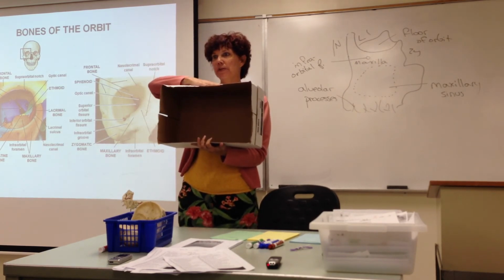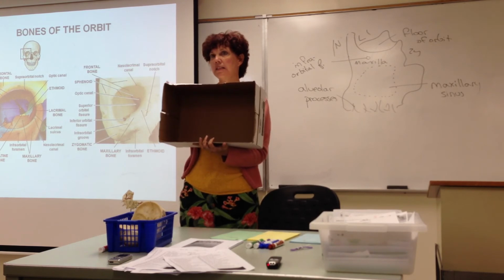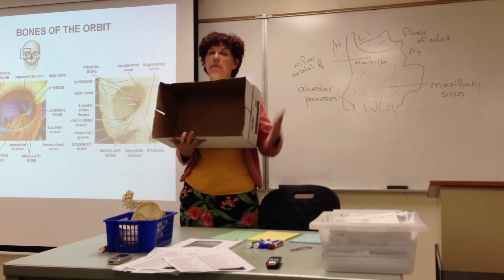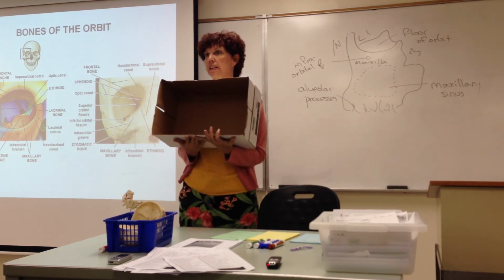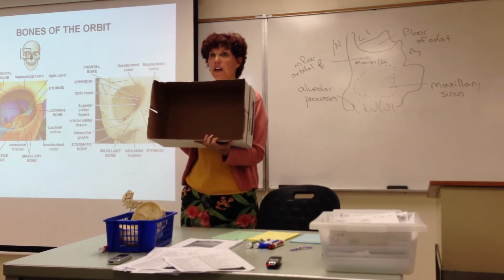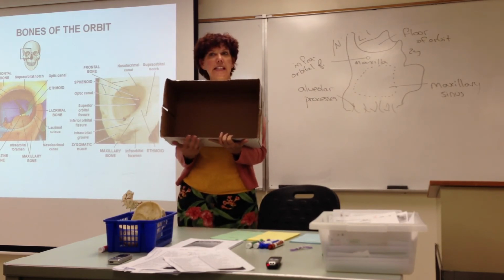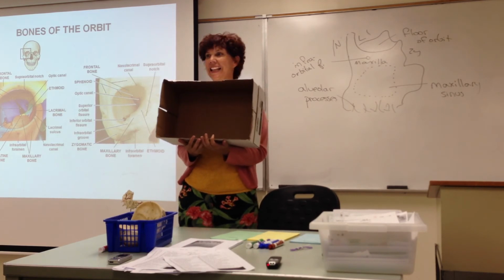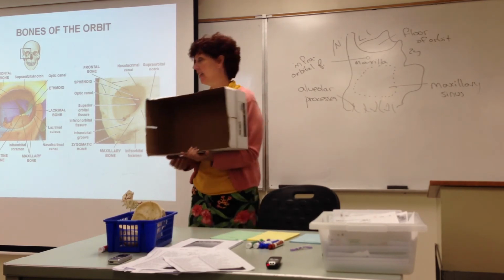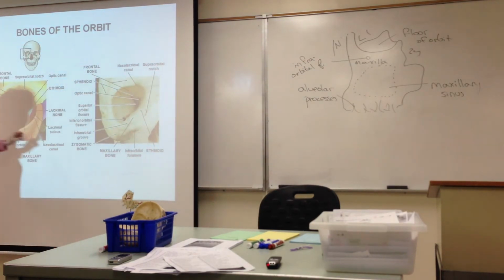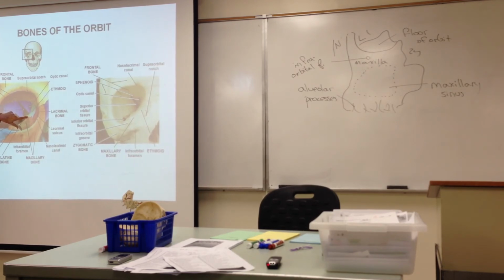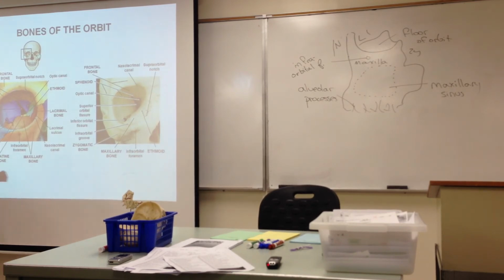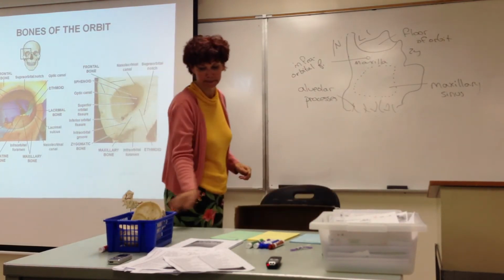Okay? So again, roof, frontal bone, lateral wall, zygomatic, medial wall, lacrimal and ethmoid, floor, maxillary, and posterior wall, sphenoid. But there's 7 bones that form the orbit, and I just named 6. So what we have forming the 7th bone is this tiny little piece of the palatine back here near the superior orbital fissure. Okay, so that's the 7th one. I wouldn't even be able to find it in your skull, but it's included in the bones of the orbit.